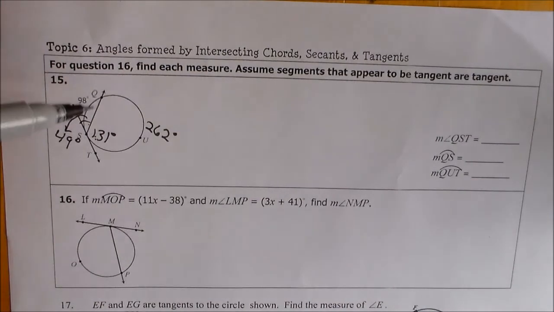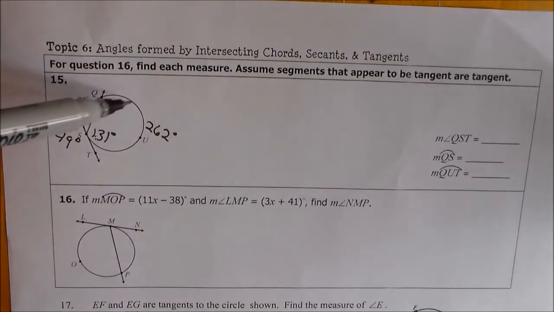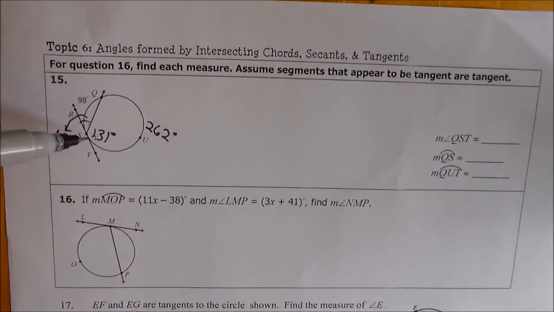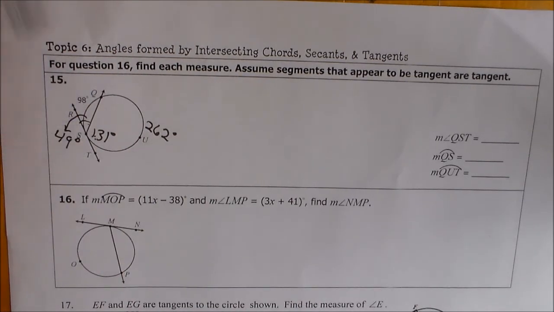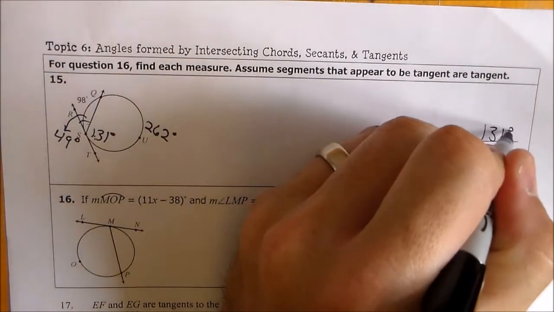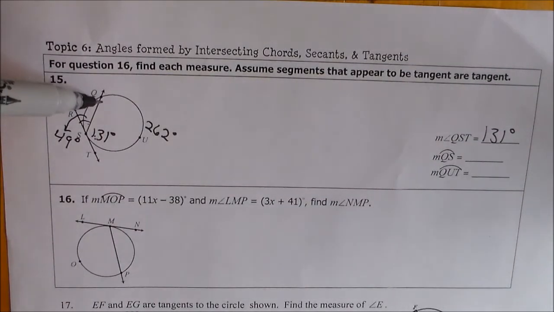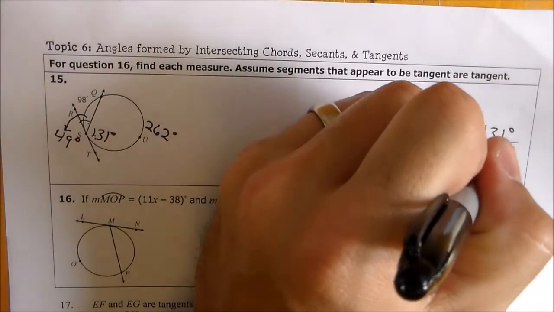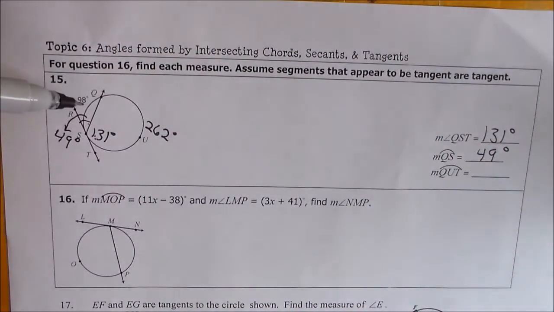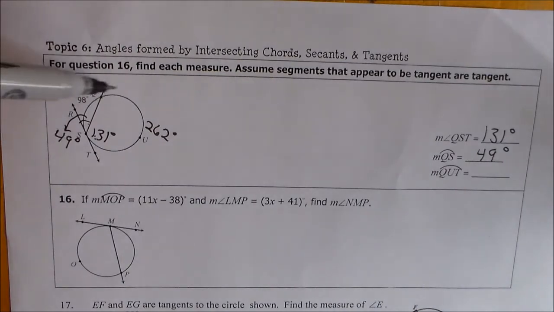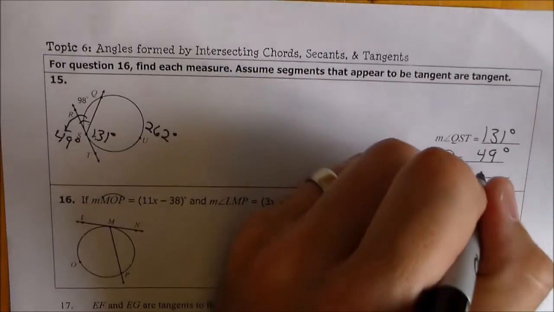So we can use this relationship of 360 as the total of the arcs, or if you took half of them, the total of the angles is 180. Now let's look at what we're looking for. QST is the angle, so that's 131 degrees. QS is the arc, that's 49 degrees, which is actually what they gave us. QUT, which is the arc, is going to be 262 degrees.